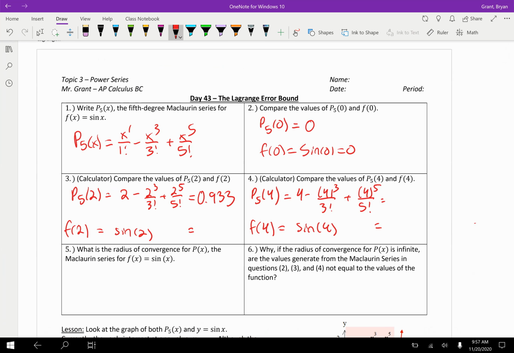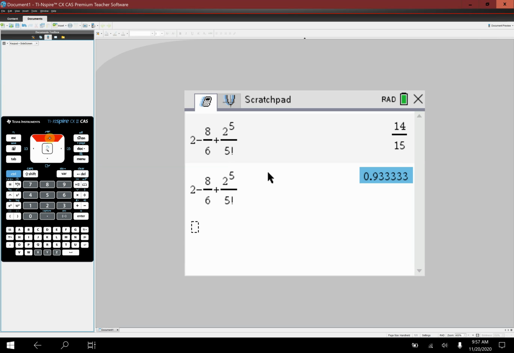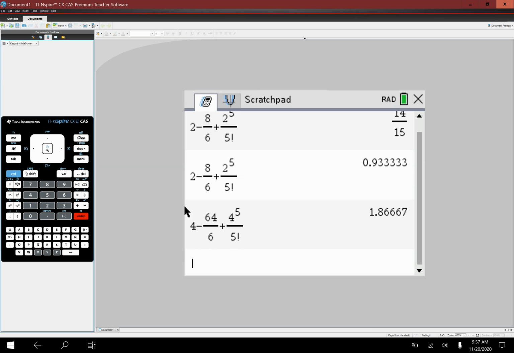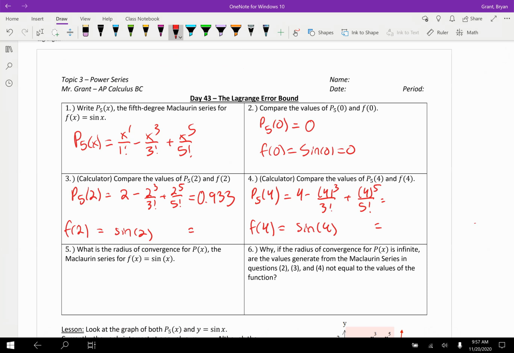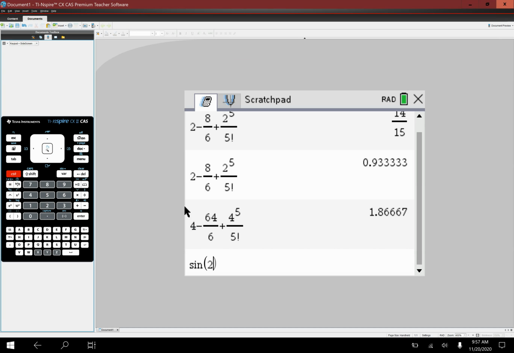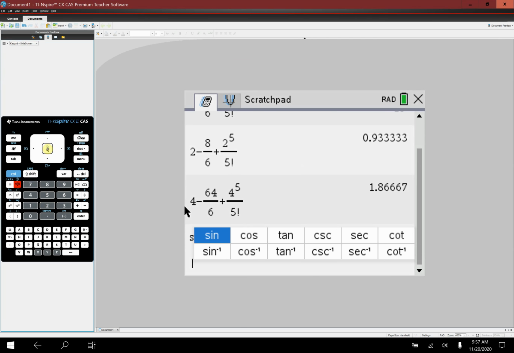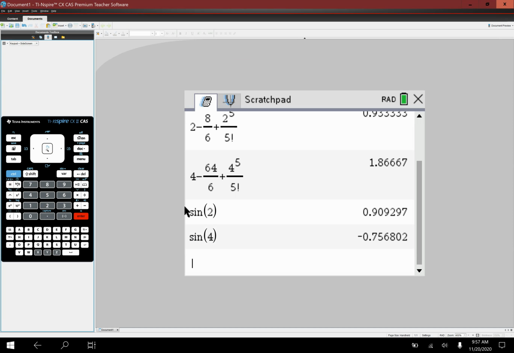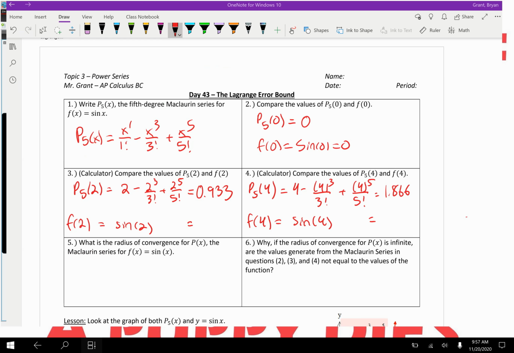Okay, I'm going to do P sub 5 of 4 right now because that should be a pretty easy replacement, I think. If I go up and copy this guy and then head over, this one's going to be 4, right? And then 4 cubed, I happen to know, I think is 64. And then this has to be 4 out front. And then we want an approximation. There we go, 1.866. And then we'll do the same thing with sine. Sine of 2, sine of 4. Good, and also let's do the sine of 4. Good. 0.909, negative 0.756.